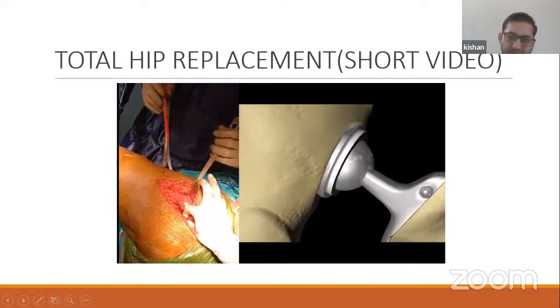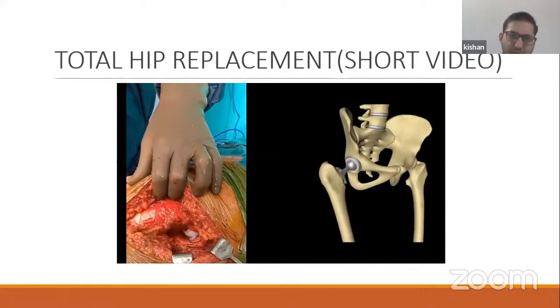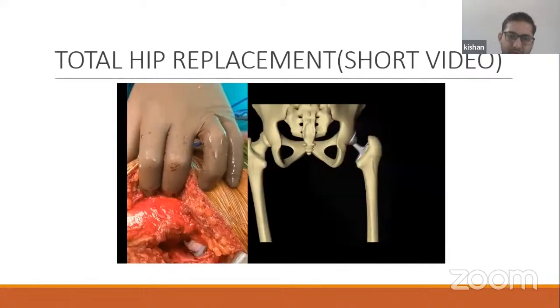This is how we insert the femoral head. This is how we can see the joint after the total hip replacement.